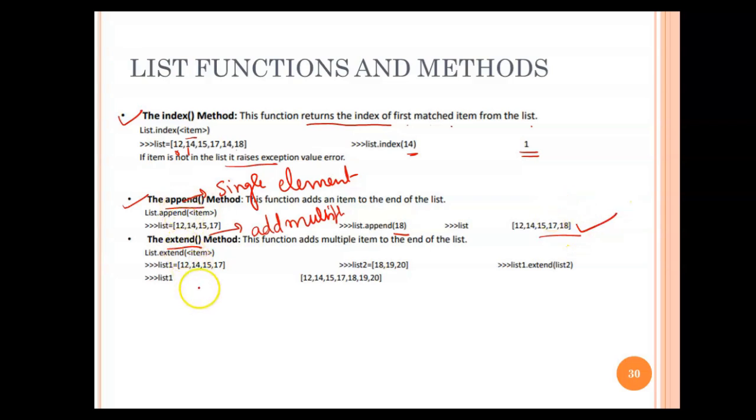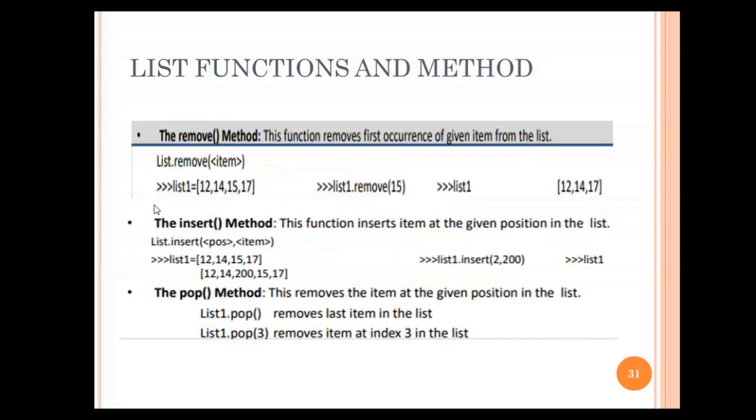Now you can check this extend. We have this list 12, 14, 15, 17, and then one more list is there: 18, 19, 20. So with the help of extend, you will be able to merge both. Now you can see the first elements are the elements of list 1, and these three are the elements of list 2. So they both are going into list 1. Okay, so it's not storing into a new list, it's just updating the first list. So I think you are clear. This is something very important, the append and extend functions. So just make yourself clear with this.